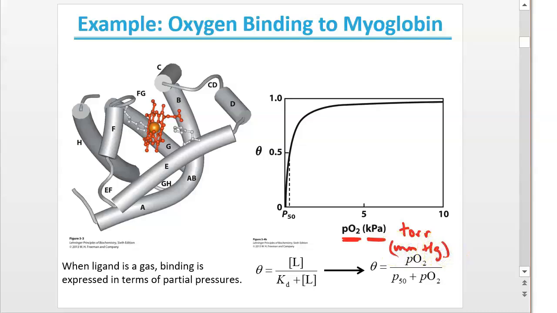Torr is a millimeter of mercury. I know that's hard to get your head wrapped around, but it's the amount of pressure that would raise up a column of mercury to 1 millimeter. And 760 of those equals an atmosphere. So the equation works out the same, except instead of concentration of ligand, you put the partial pressure of oxygen, and instead of a dissociation constant, you get something called a P50, which is the concentration of oxygen that gives you 50% of the saturation or 50% binding sites. That's enough to go through on the PowerPoint slides.